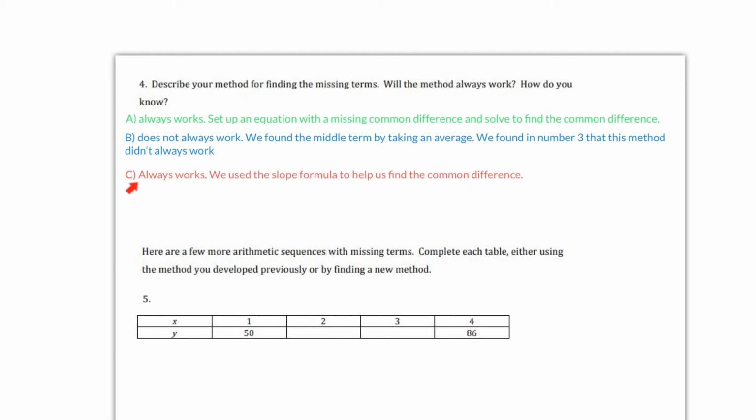Letter C always worked for us in those top 3. And to do that, we use the slope formula to help us find the common difference. We've talked about with our graphs of our arithmetic sequences that our slope is the same as our common difference. So using this slope formula, subtracting our y's on the top and our x's on the bottom, helps us find that common difference to fill in those missing terms.